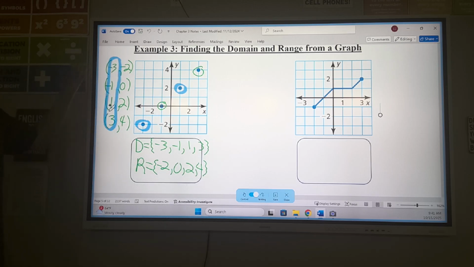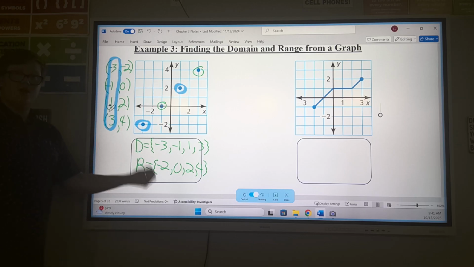We write down all of our coordinates. We put all of our x's in the domain. We put all of our y's in the range, and let's put those in numerical order. That means from least to greatest.